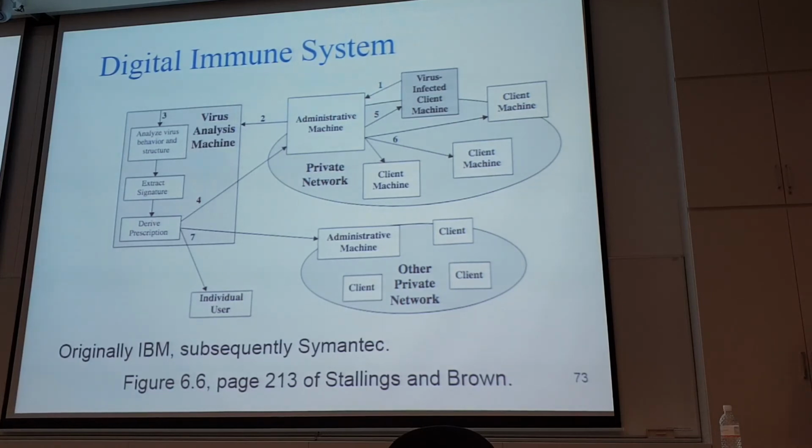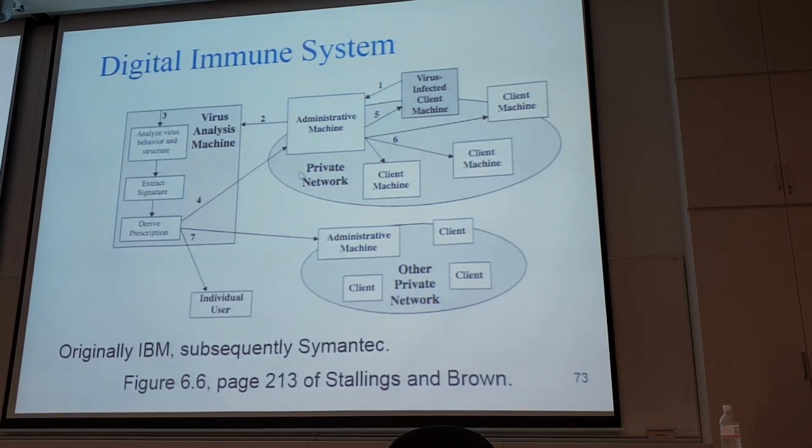Basically, in the health system, if a virus is discovered, it is sent to the laboratory for analysis. Then a vaccine is developed, and all the people will be injected with the vaccine, and then they will be immune to the virus. To simulate this process in the digital world, we have this digital immune system. Here is the antivirus company, which is similar to the laboratory that studies the real virus.